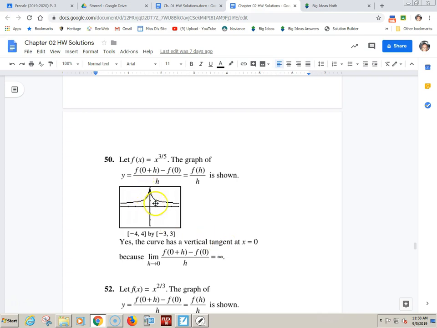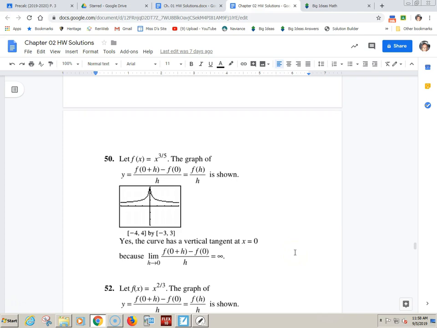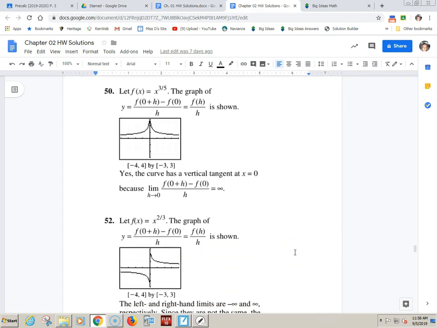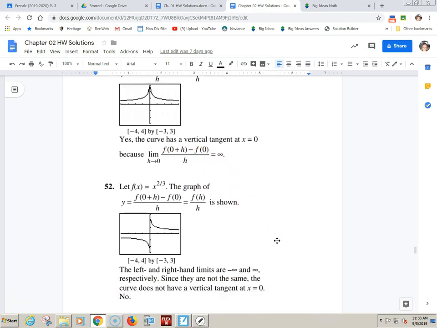It's a vertical tangent because the limit of the derivative is infinity. The number over 0 when you try to plug in. You might have seen that better with a limit than you would have with a derivative. Number 52. Number 52 is a no. There is not a vertical tangent line.